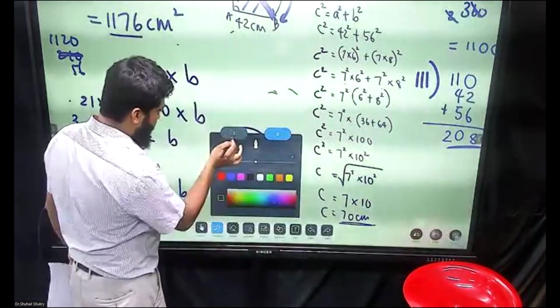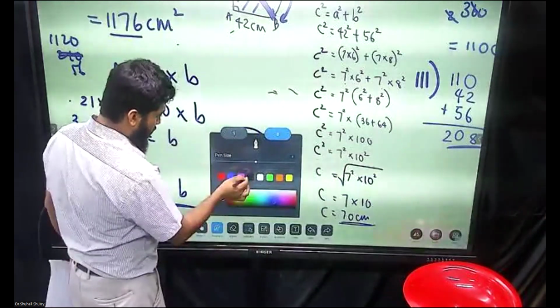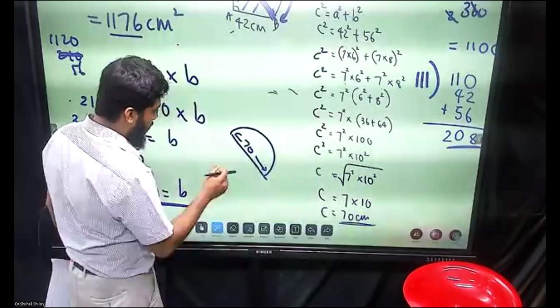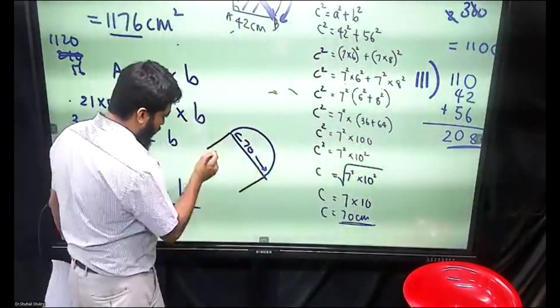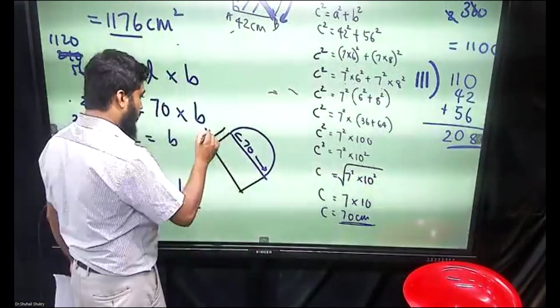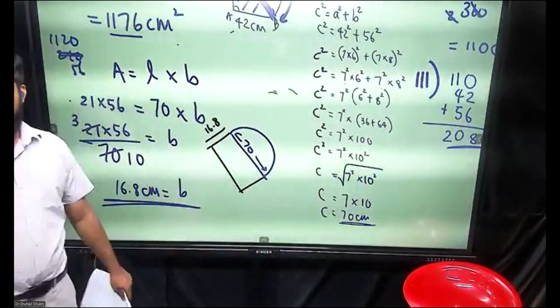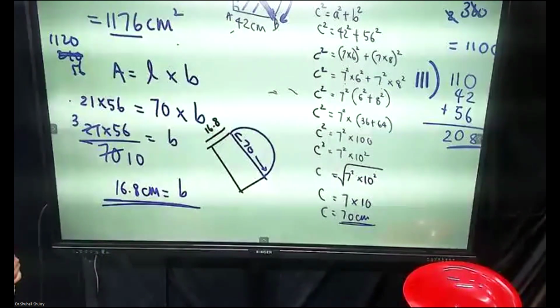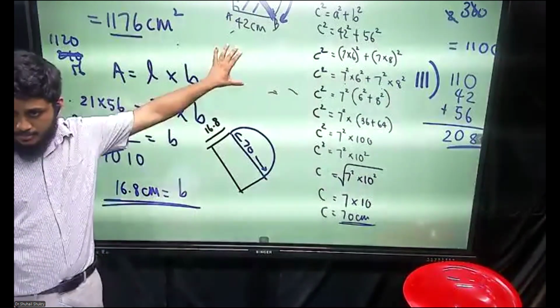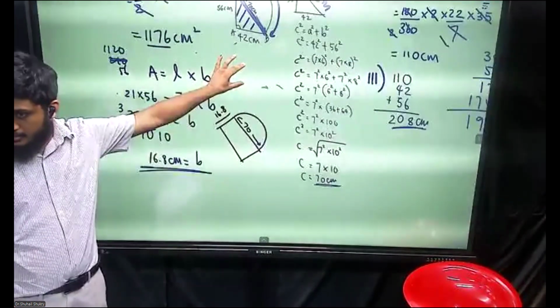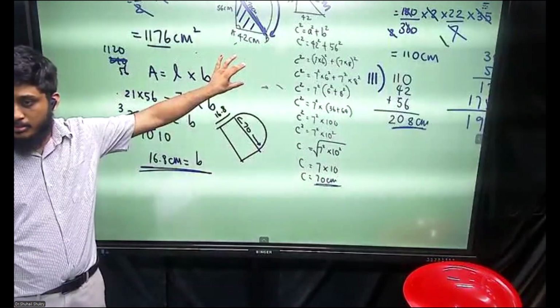You can draw from here to here and mark this as 16.8. Okay? Understood? Did you understand? Clear?